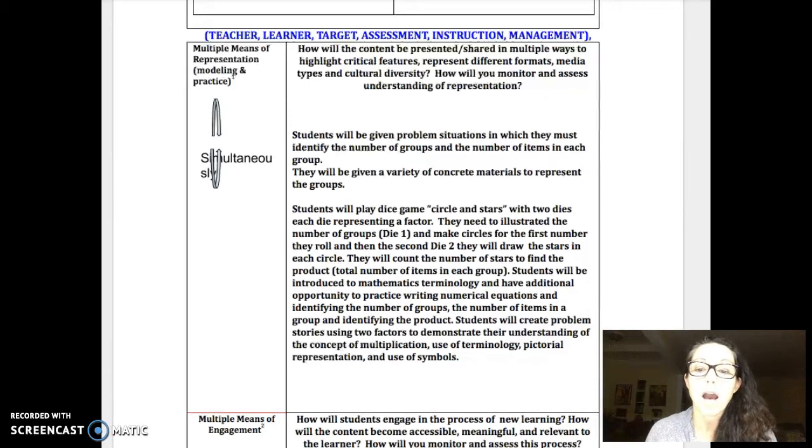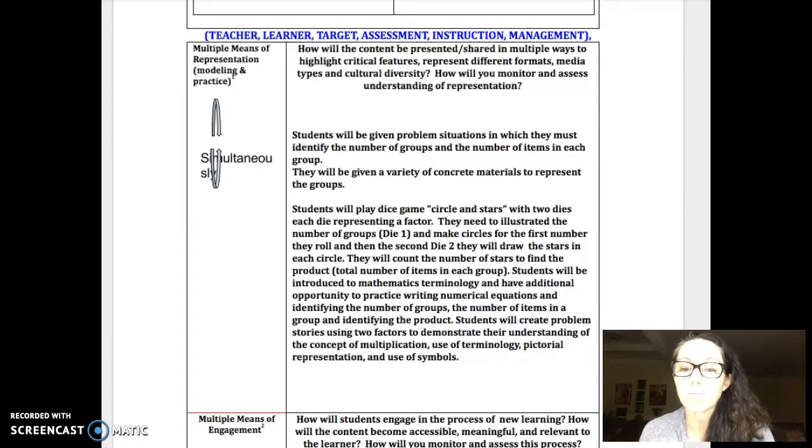So when I'm thinking about how I'm going to represent the concepts of multiplication, I'm also going to be thinking about that in the context of different ways for my students to express what they know, as well as engaging my students. So in this particular lesson, I've identified a few activities that will help build their conceptual understanding, and that includes, because it is math, working with manipulatives, giving them problem situations, playing a fun game that would help them hone in on the idea of what a factor is.